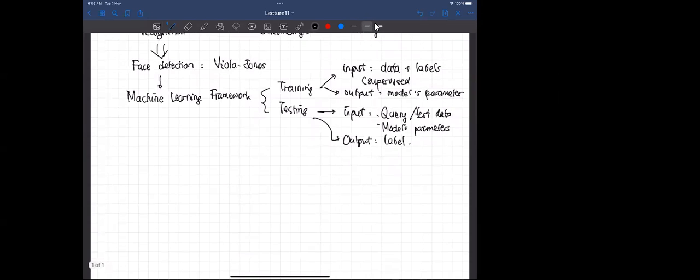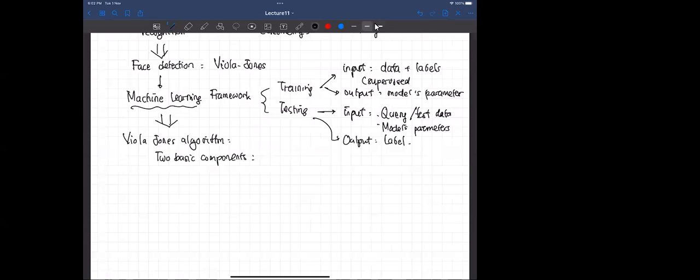But the other thing in machine learning that is quite important, especially in computer vision or in many different fields, is the basic components. If you talk about the Viola-Jones algorithm, there are two basic components in the algorithm. What are these two basic components?